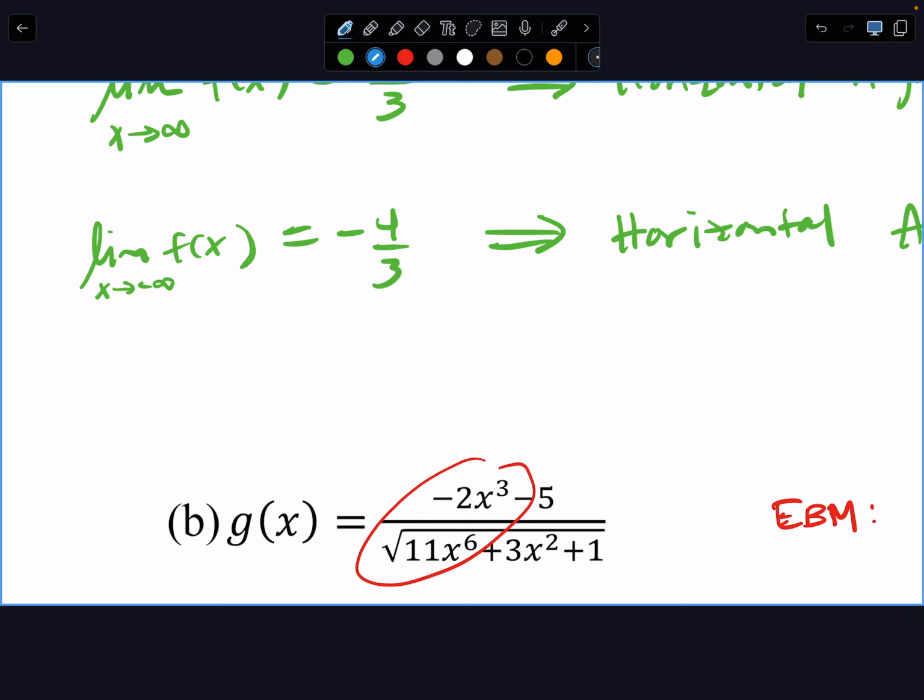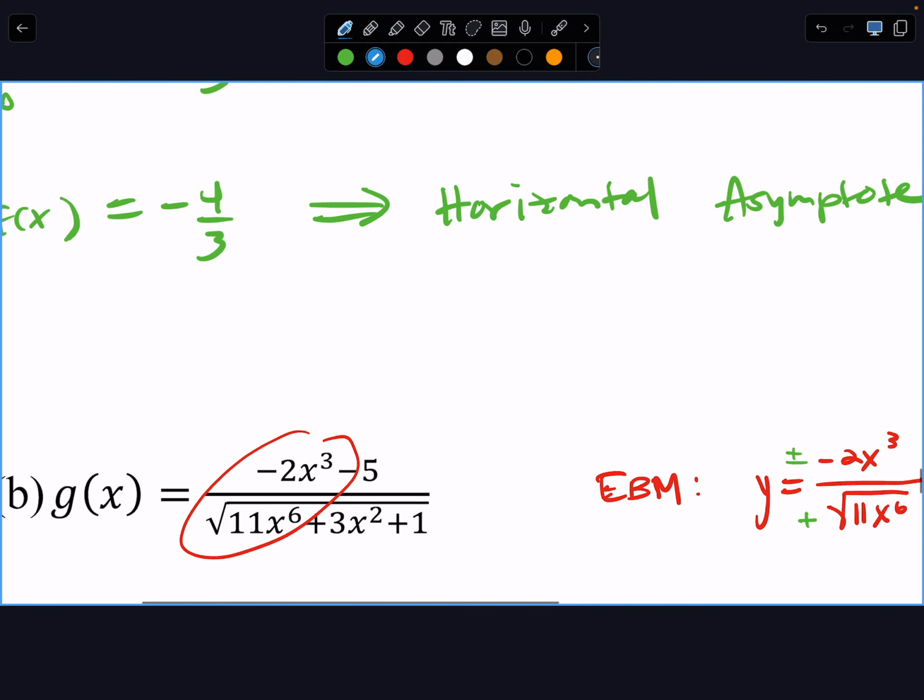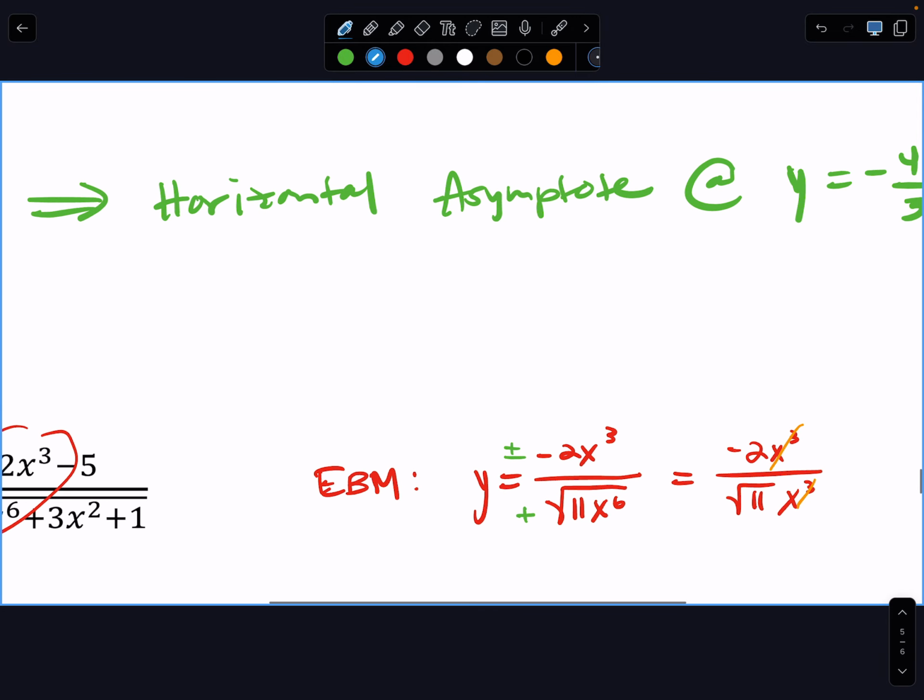we go. Okay, so for g of x and behavior model, you're like negative 2x cubed over the square root of root 11 times x to the 6th. That numerator could be positive or negative as x approaches positive or negative infinity. The denominator, however, would be positive. When simplifying, the denominator can be turned into root 11 times x cubed, so those x cubes could cancel. But don't just say that both the limits are negative 2 over root 11.